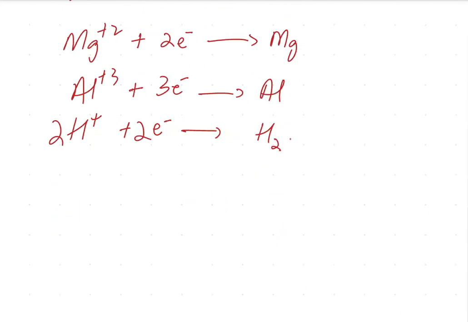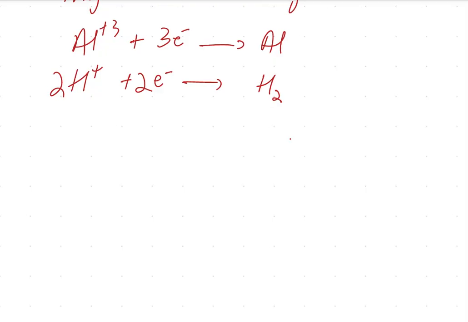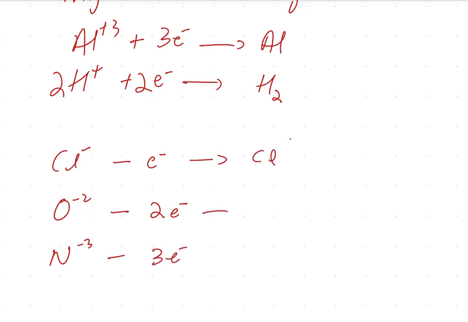Now let's move toward the negative ions. For example, this is Cl-, this is O2-, and this is N3-. Let me explain. Chloride has one extra electron, so it loses one electron. Oxide has two extra electrons. Nitride has three extra electrons. So it is converted into Cl, it is converted into O, and it is converted into nitrogen.